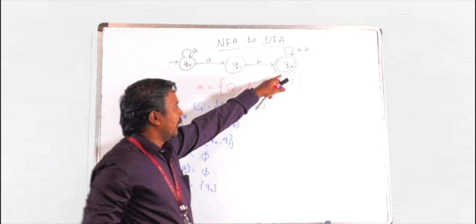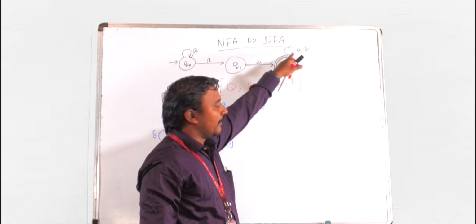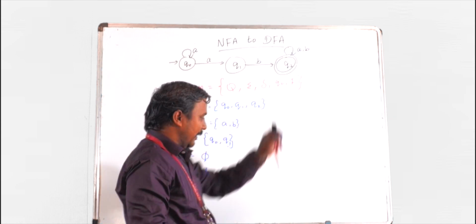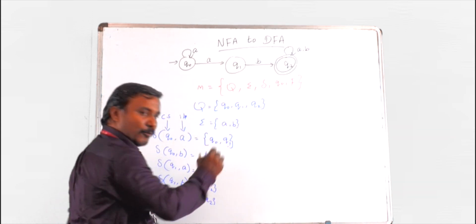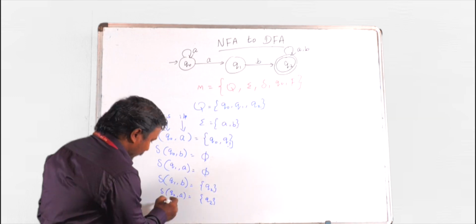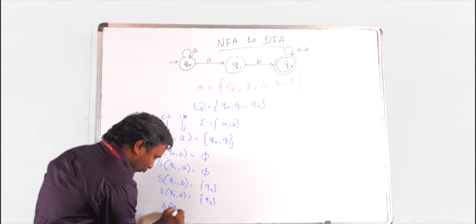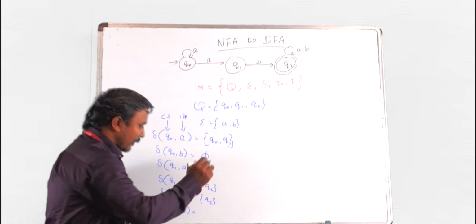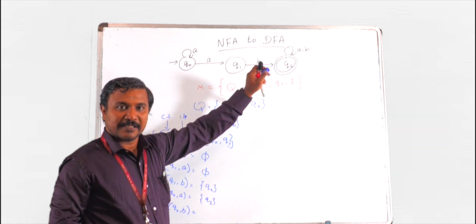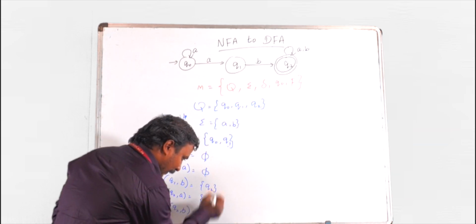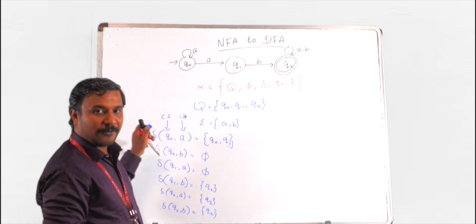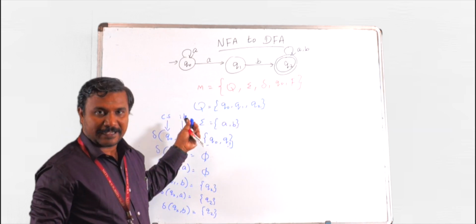So delta of Q2 comma A equals: when we are at Q2 and my input is A, which state am I reaching? It is the same Q2 only. And when I am applying Q2 comma B, the state I am reaching is the same Q2 state only. So this is the mathematical formulation of finite automata.